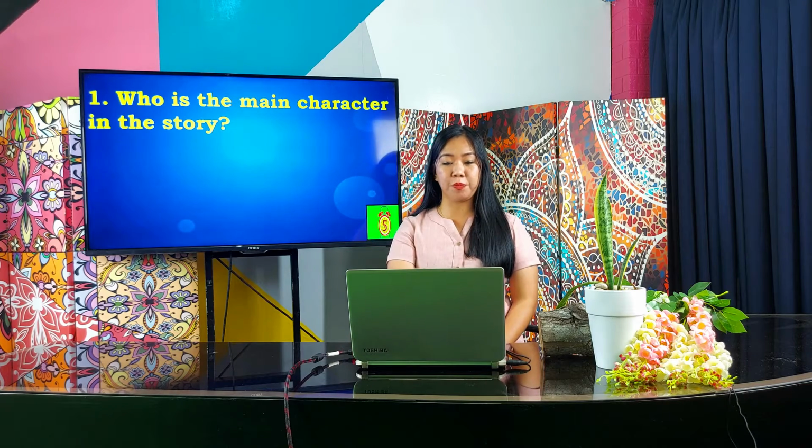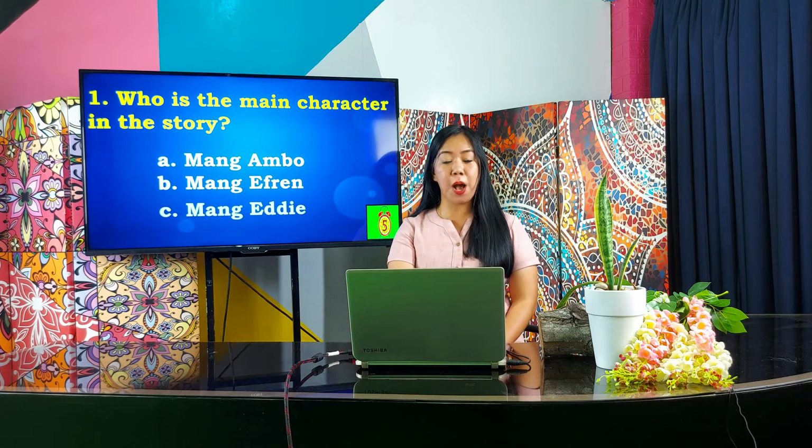Number 1. Who is the main character of the story? A. Mang Ambo, B. Mang Efren, or letter C. Mang Eddie? The correct answer is letter B.